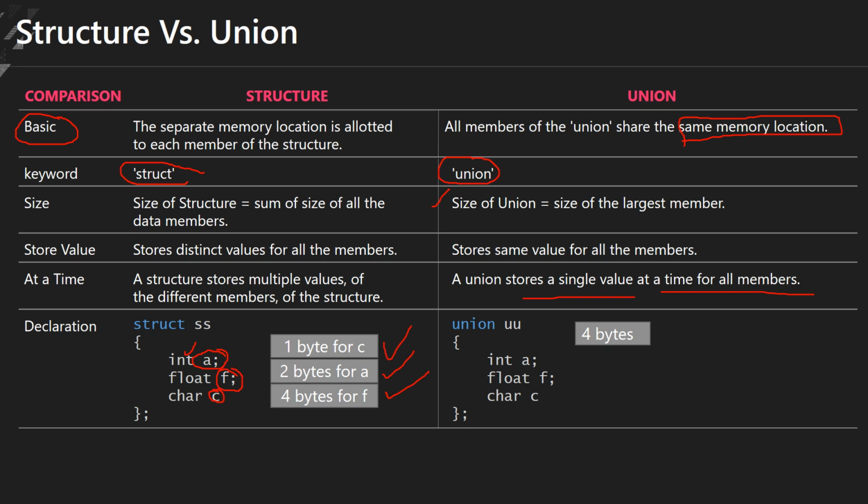Why? Because of the largest member of that union. Which is the largest? This will be the largest memory location, and that size is what will be occupied. First F will be allocated. Then within that, A can occupy 2 bytes of memory, and C can occupy 1 byte of memory. This way you share the memory location for all the members, the same memory location.